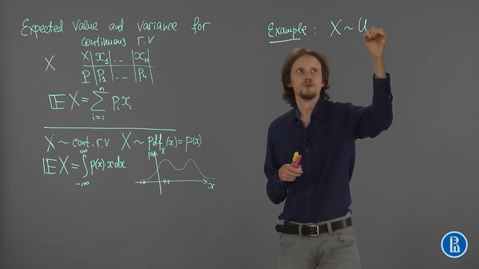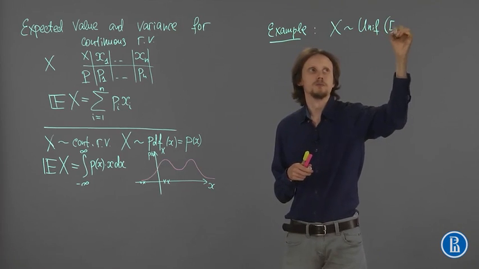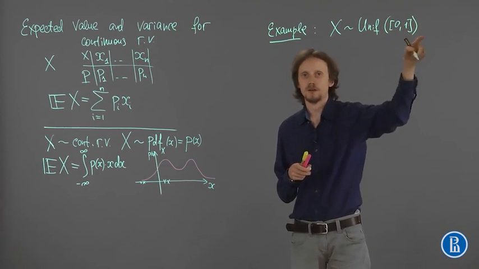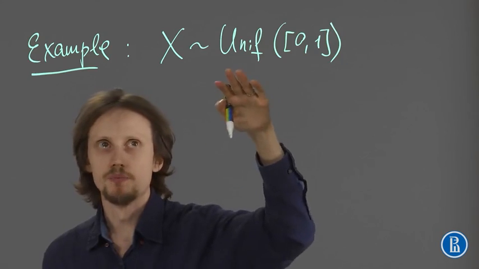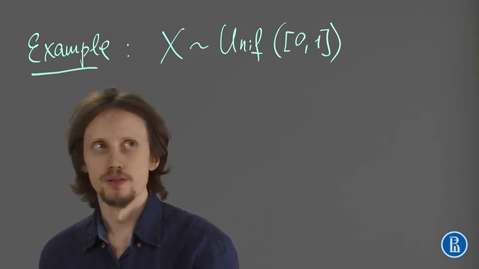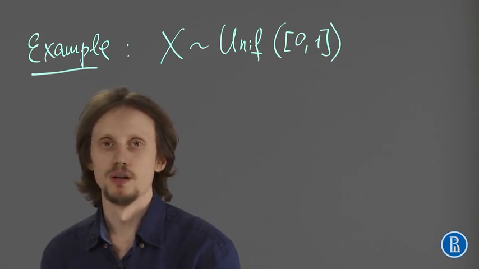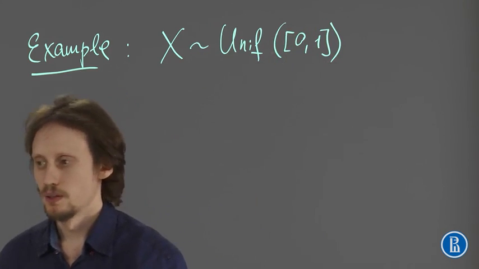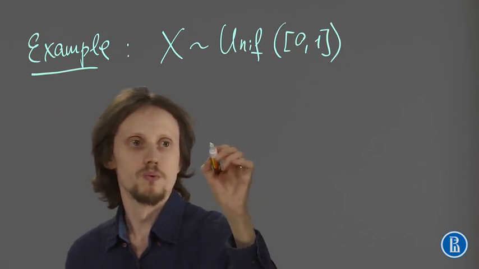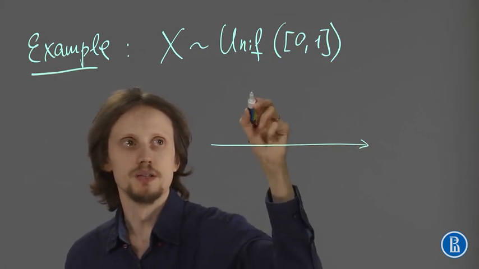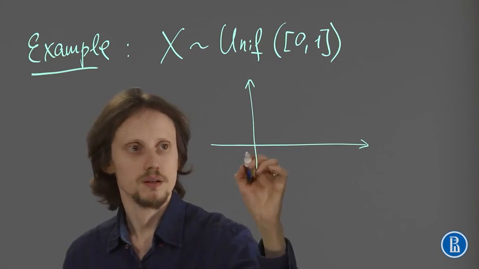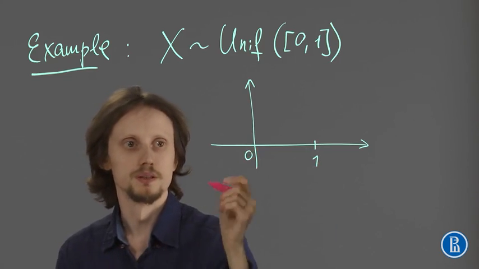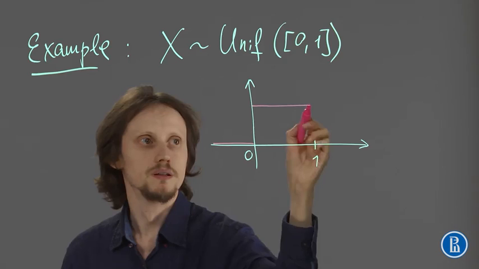Let x be uniformly distributed on a segment from 0 to 1. This corresponds to the statement that x has a distribution or probability density function that we discussed before. It is uniform distribution on this segment. Then we know how this probability density looks like. Here is 0, here is 1, and our probability density is this.